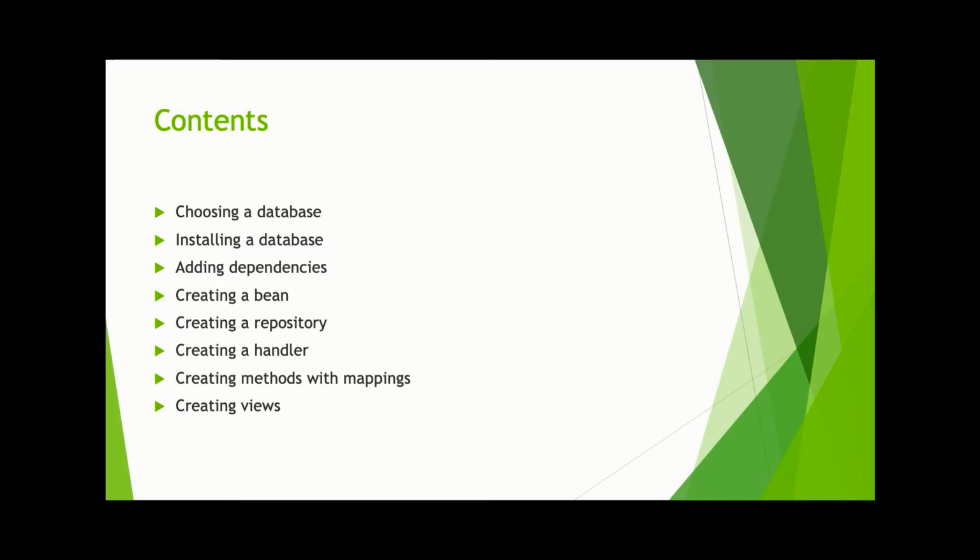Then we'll be adding dependencies for MongoDB, the database that we are going to use. We'll be adding dependencies into our POM file for Maven. For the FreeMarker template engine, we'll be creating a bean that would be used for the database connectivity. What I mean by bean is, if we are going to save records of a student or something like that, we'll be creating a Java POJO class for that.